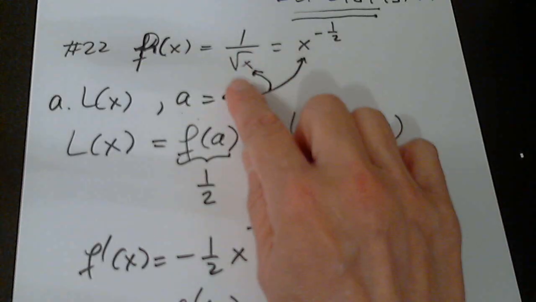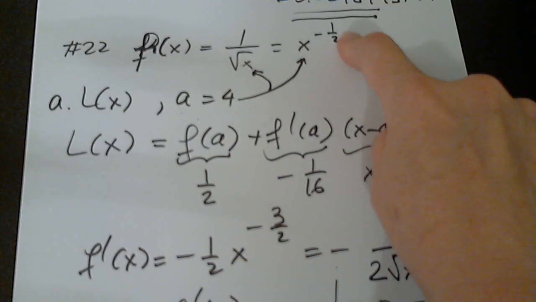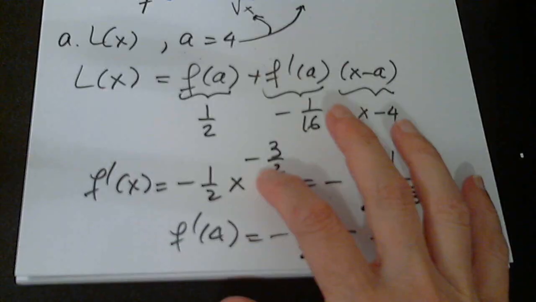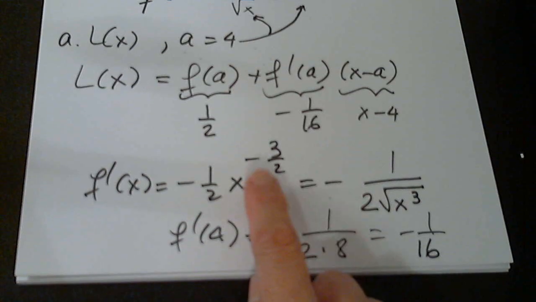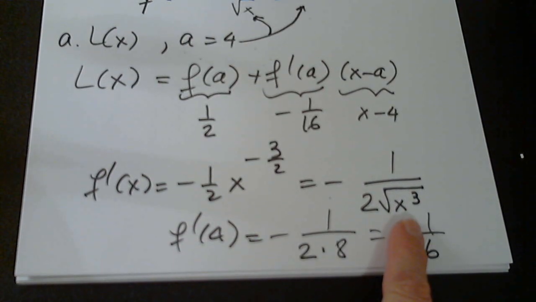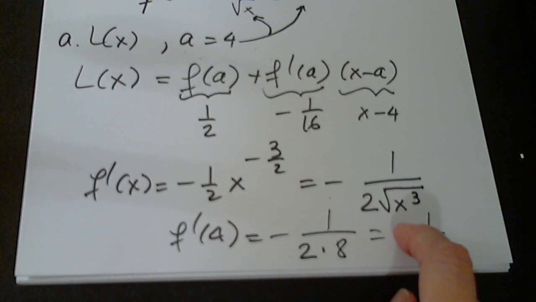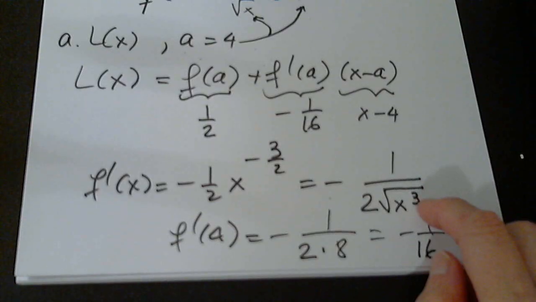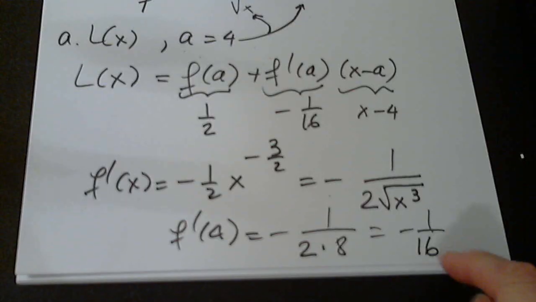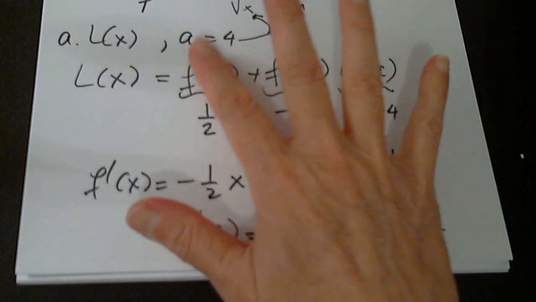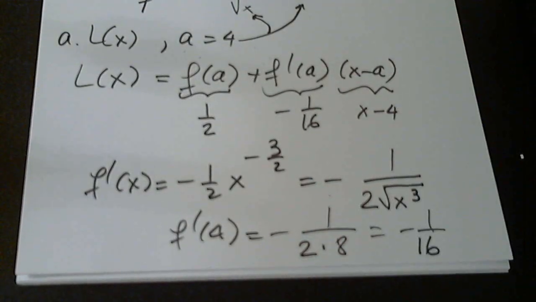Yes. So I had to change this into x to negative 1/2. I brought down a negative 1/2 and I subtracted 1 from the power. Then it was easier for me to evaluate this by replacing this by this first. So this is the square root of x to the 3rd in the denominator. When I plug in 4 here, 4 to the 3rd is 64. The square root of 64 is 8. 2 times 8 is 16. And the minus in front. So now this piece is 1/2. This piece is negative 1 over 16. And this is x minus 4.